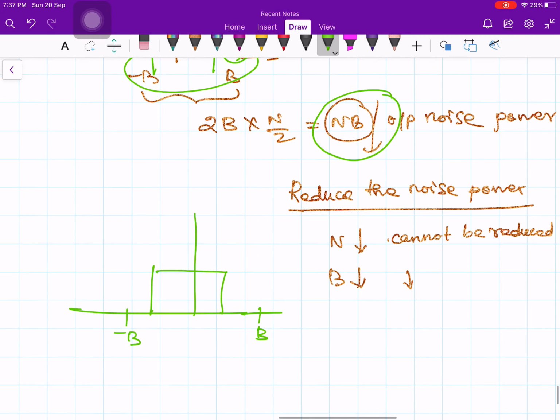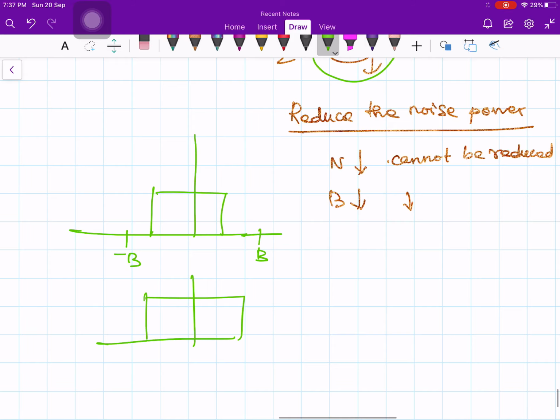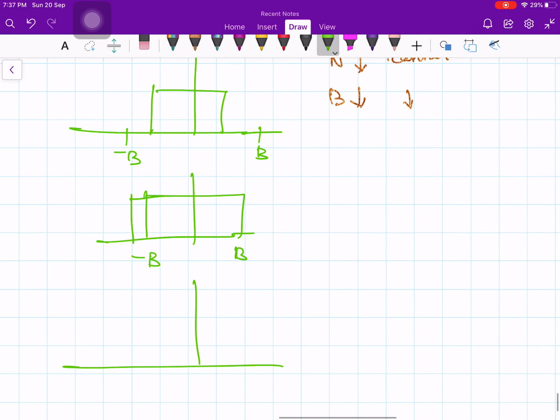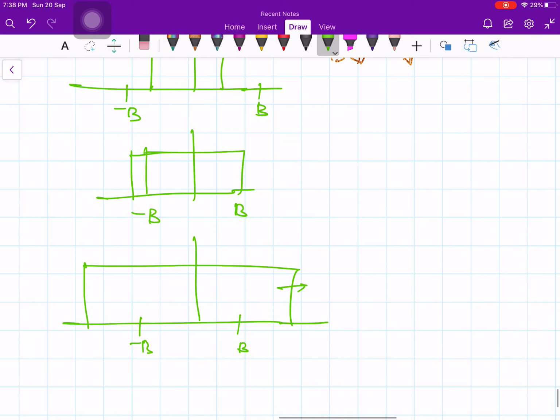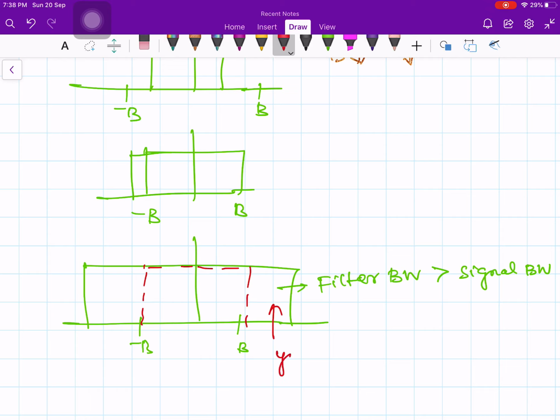Similarly, suppose let us say this is my minus B to plus B. Now in case, okay, let me choose my filter, low pass filter like this, minus B to plus B. Here my filter bandwidth is larger than the signal bandwidth. Now what will happen? If I have the bandwidth from minus B to B, that is enough for me, that is sufficient. But if you choose a filter like that, then unnecessarily, because in this place you don't have message. Then why are you choosing the filter like this?